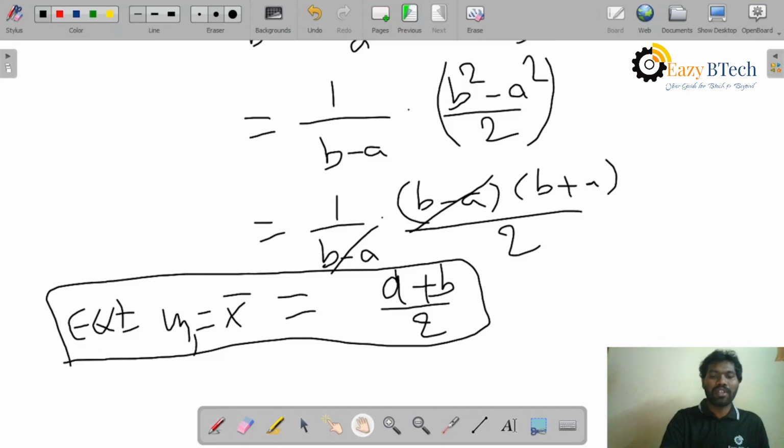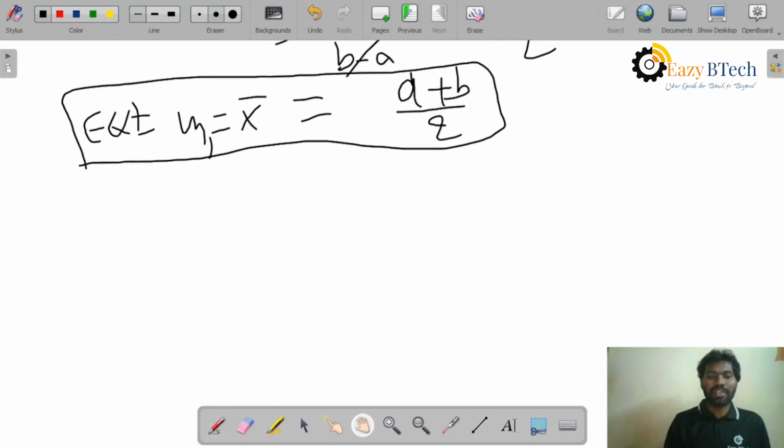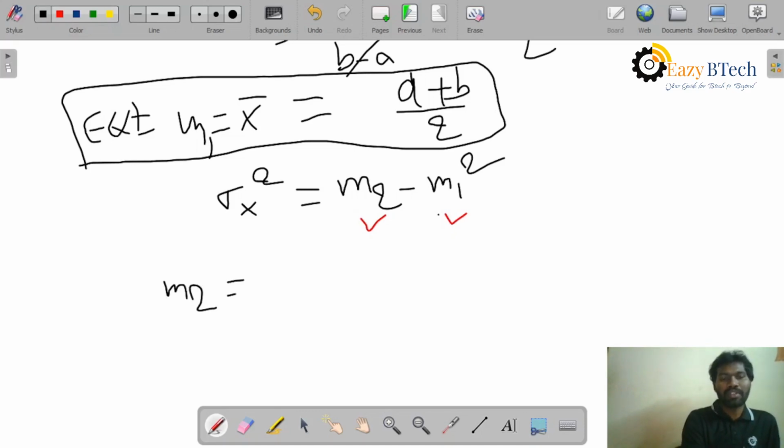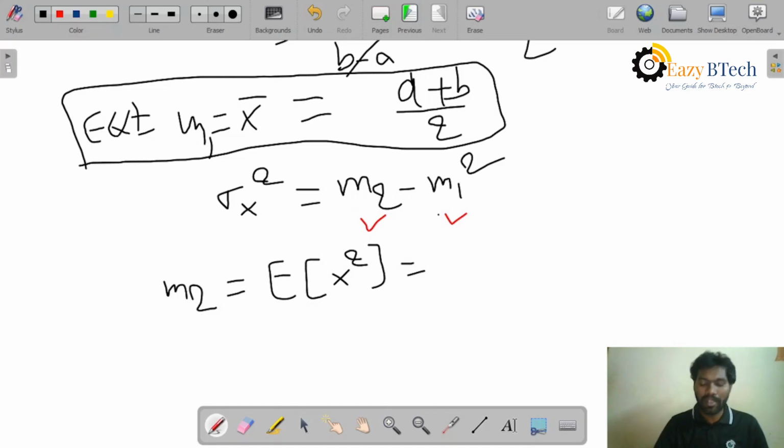So now moving on to the next one. What they ask you is to find the variance. The variance is represented by sigma x square, and we already know that it is equal to m2 minus m1 square. We know the value of m1 here, so we have to find the value of m2. What is meant by m2? m2 is nothing but the second order moment.